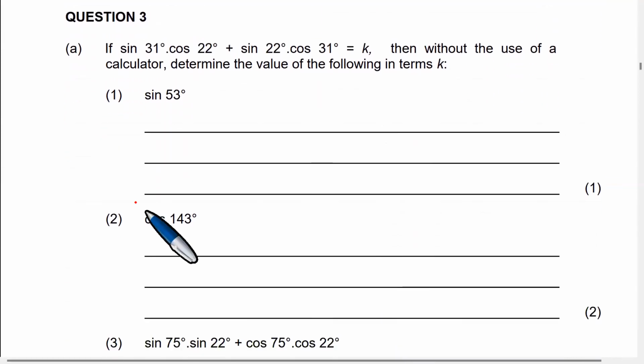Let's look at question 3. If the sine of 31 cosine 22 plus sine 22 cosine 31 equals k, then without the use of a calculator, determine the value of the following in terms of k. Sine 53. What do you think the answer is?